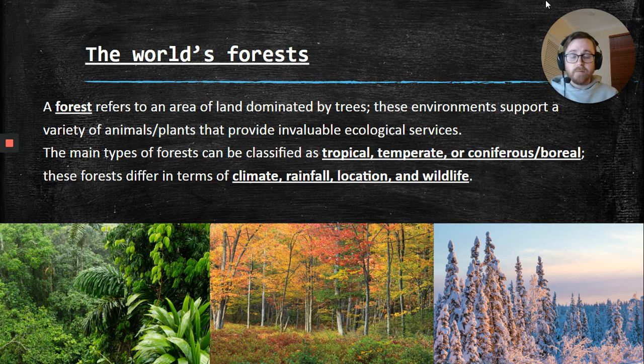Main types of forests can be classified as either, you can see I've got a photo of one of each of these, tropical on the far left, temperate in the middle, and then coniferous/boreal. The reason I've got two names there is that depending on where you are in the world, it'll be referred to as one of those two titles. So coniferous, boreal, that's the one on the right there. And how they differ is in terms of their climate, the rainfall they have in that type of forest, where they are located around the world, and the wildlife. Obviously, the animals and plants within each of those different forests will be vastly different.